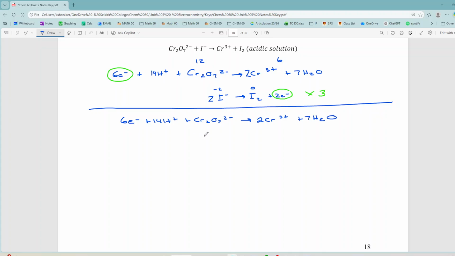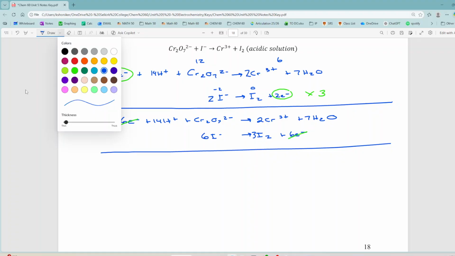And then this bottom reaction, I'm going to multiply everything by 3, so I have 6 iodine ions going to iodine, 3 of them, and then I have 6 electrons. Now the nice thing about this one as well is that only the electrons are going to cancel out. So then I'm going to be left with everything else that's written.